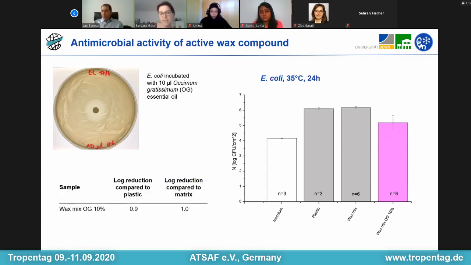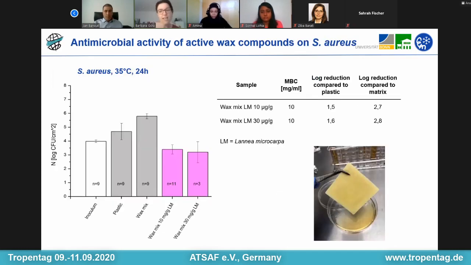And as you can see here, we have a log reduction compared to our matrix of 1 and compared to the plastic of 0.9, which is not enough to tell that it's an antimicrobial active material, but we are on a good way, so we might increase the concentration. The only problem is that the smell is quite strong, so this might not be applicable for a packaging of food. But we also could see for Staphylococcus aureus, a pathogenic gram-positive bacteria, that we could reduce the bacterial growth.